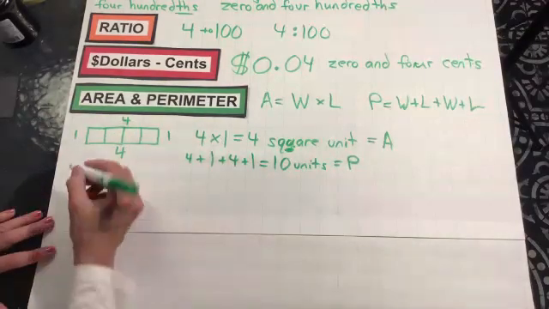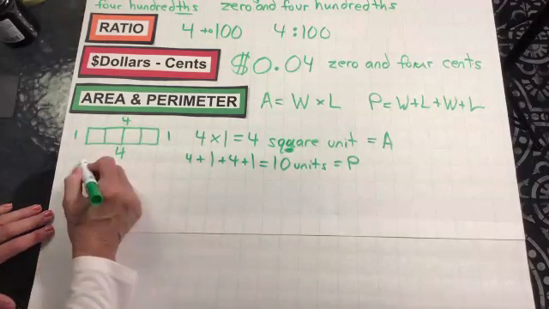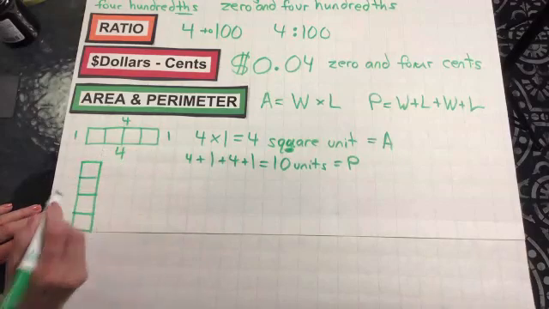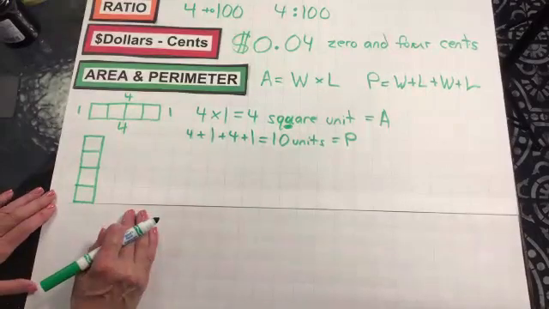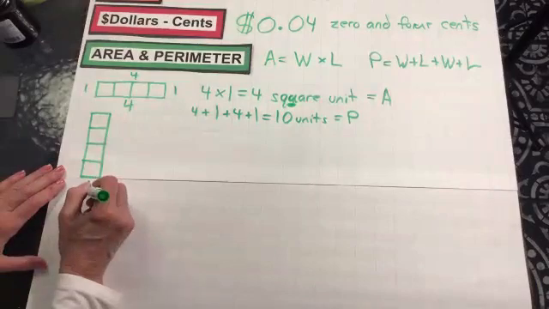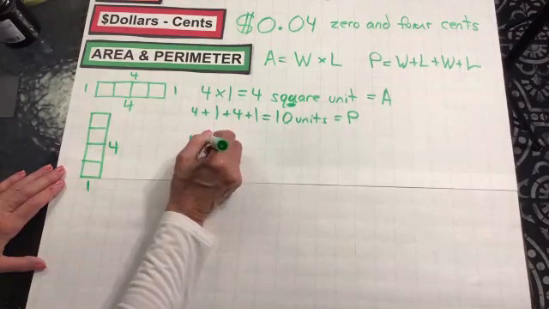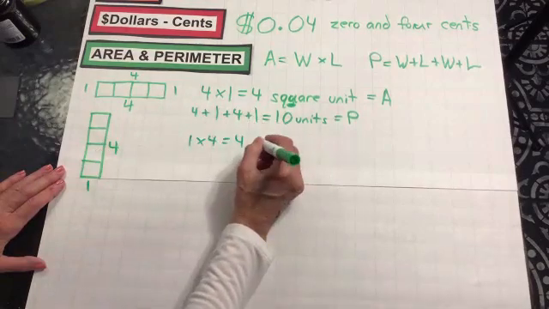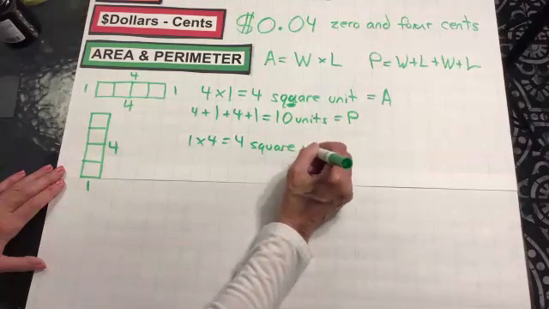All right. This can also be drawn this way, vertically. So not everything is written this way. So we have to be able to look at it in all different angles and perspectives. So this one would be a 1 by 4. So 1 times 4 is 4 square units. It's the same because when we multiply, it doesn't matter what order they're in. It always comes out the same.